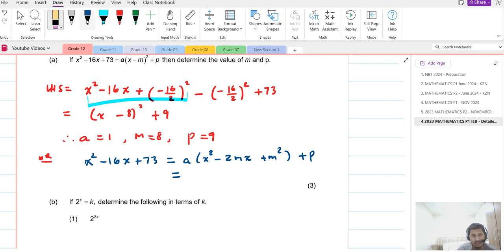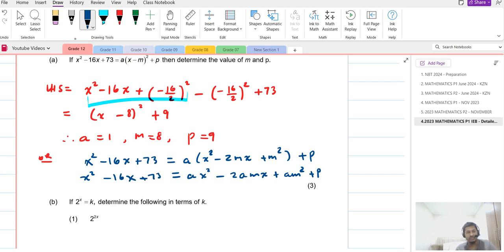Now solving this, you're going to say this is equal to ax squared minus 2amx plus am squared plus p. Thus x squared minus 16x plus 73. Now what you can do is equate the x squared terms to x squared terms, so a is equal to 1, right? You can say minus 2am is equal to minus 16, but you know what the value of a is already, right?